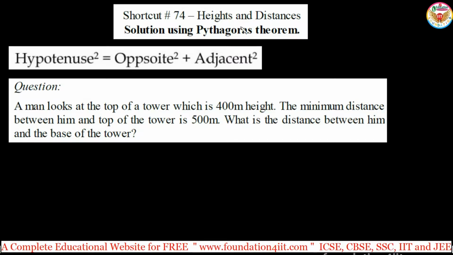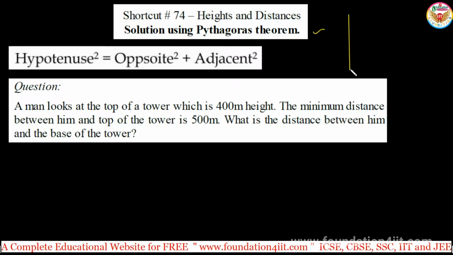In this concept of heights and distance from trigonometry, we will look at a solution using only the Pythagoras theorem. Okay, using only the Pythagoras theorem, let us do. Any right angle triangle, this Pythagoras theorem exists only for the right angle triangle, remember.